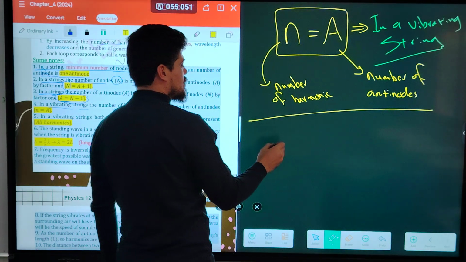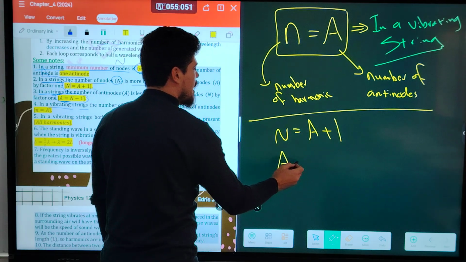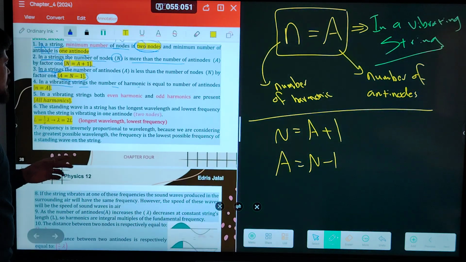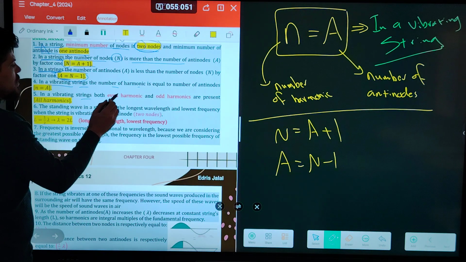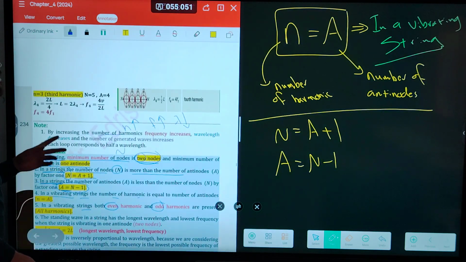In a vibrating string, N is always bigger than the number of antinodes by a factor of 1. A is always less than the number of nodes by a factor of 1. In a vibrating string, both even harmonics and odd harmonics are present.